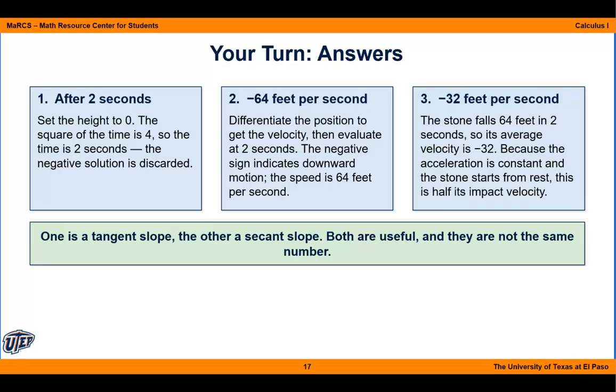For problem 3, use the complete interval from t equals 0 to t equals 2. The average velocity is s of 2 minus s of 0 divided by 2 minus 0, which is equal to 0 minus 64 divided by 2, which is negative 32 feet per second. Because the acceleration is constant and the stone starts from rest, the average velocity over the entire fall is 1/2 of the impact velocity. The instantaneous velocity is a tangent slope, while the average velocity is a secant slope. Both describe motion, but they are not the same quantity.